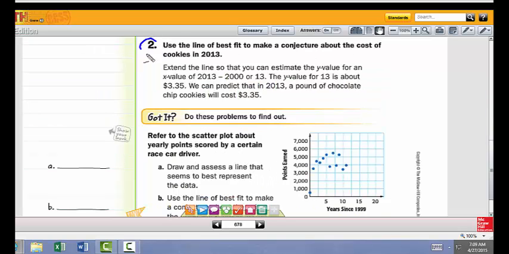And problem number 2, they tell us, use the line of best fit to make a conjecture about the cost of cookies in 2013. So basically we just extend the line so that we can estimate the Y value for a value of 2013, or in other words, at 13 on our chart up above. You'll have to take a look in your book for that. The Y value for 13 is about $3.35. Therefore, we can predict that chocolate chip cookies would cost about $3.35 in 2013.